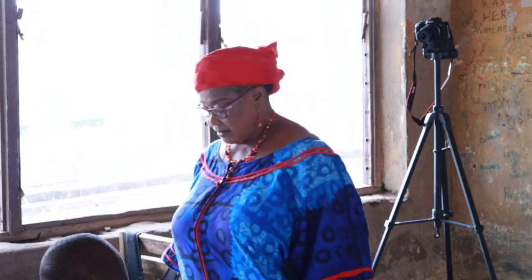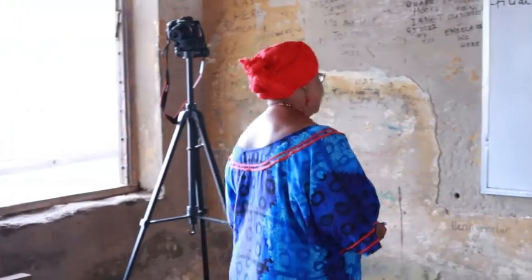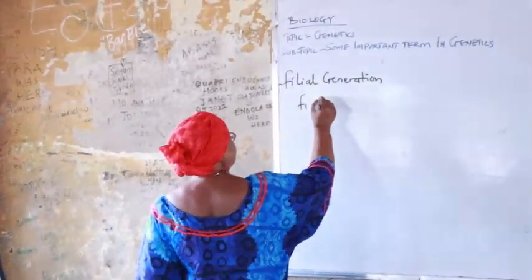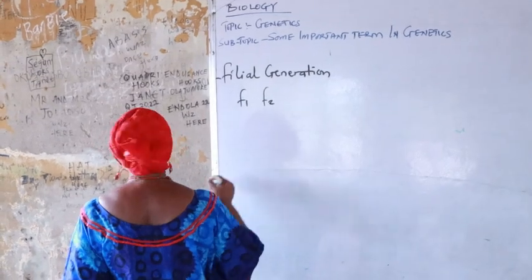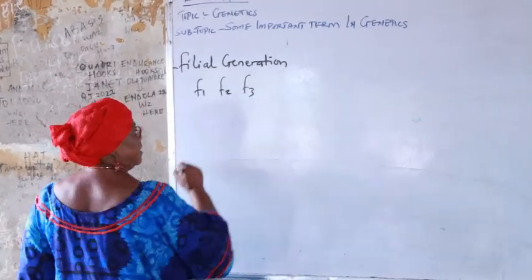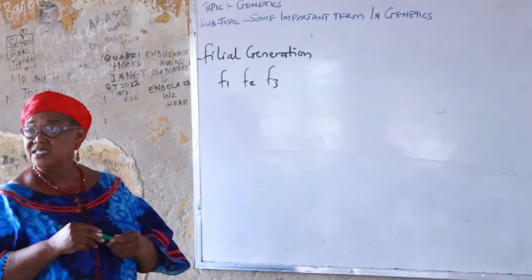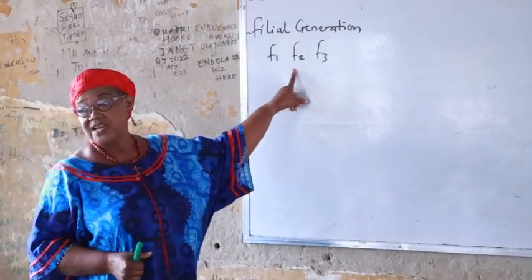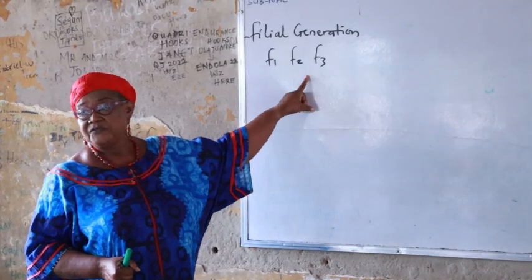And they are respectively noted by the symbols F1, F2, F3. So this means the first filial generation, the second filial generation, the third filial generation.